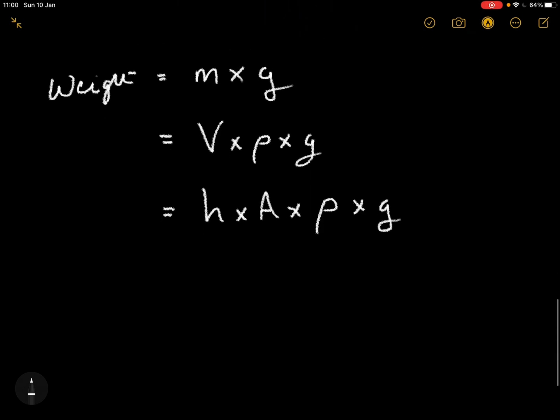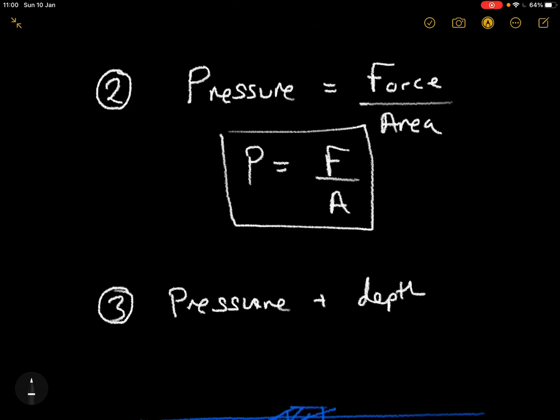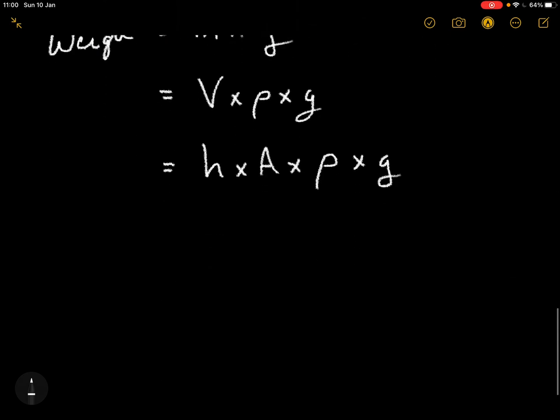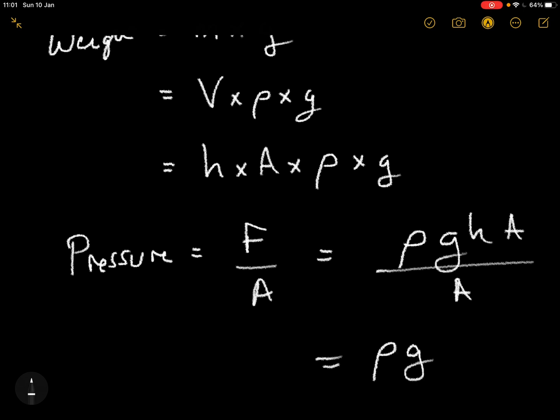That will tell you the weight of this water, and then we can use our second equation: given that pressure is force divided by area, pressure equals force over area. I'm going to rearrange it slightly because of the way we normally write it: rho g h A over A. So we get rho g h.